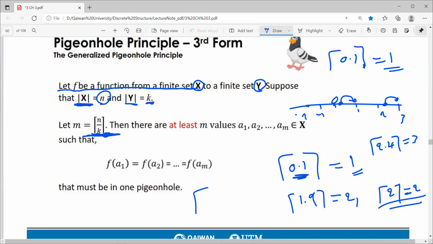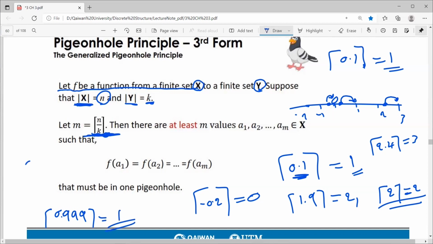How about, let's say, minus 0.2? Minus 0.2 is here, between -1 and 0. We take the next one, the greater one, which is 0. So this is 0. How about 0.999? It's 1.